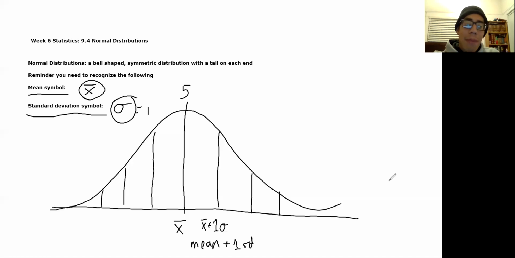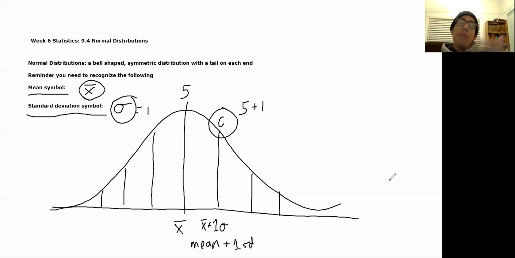that in order to find out the value that belongs here, I need to take the mean, which is 5, and I need to add 1 standard deviation. Well, if the standard deviation is 1 already, I'm just going to add 1. That means the value here is 6, right?